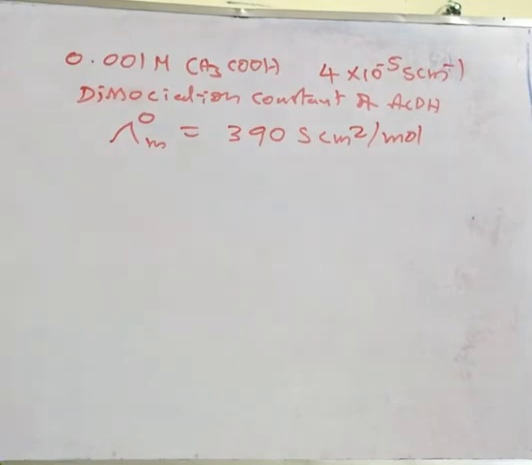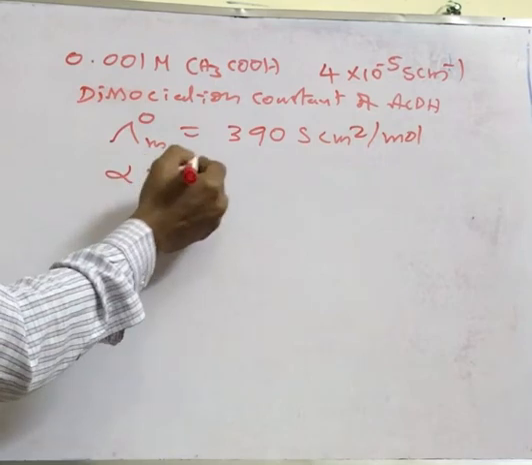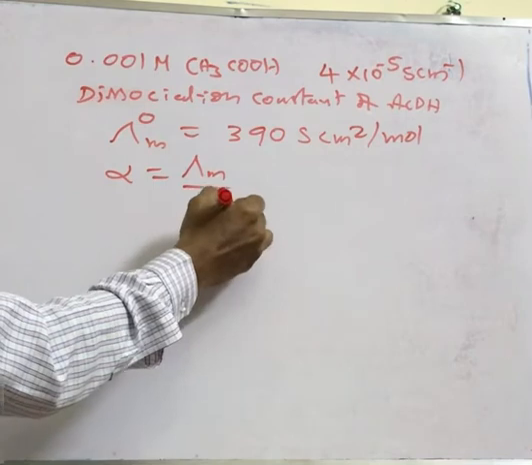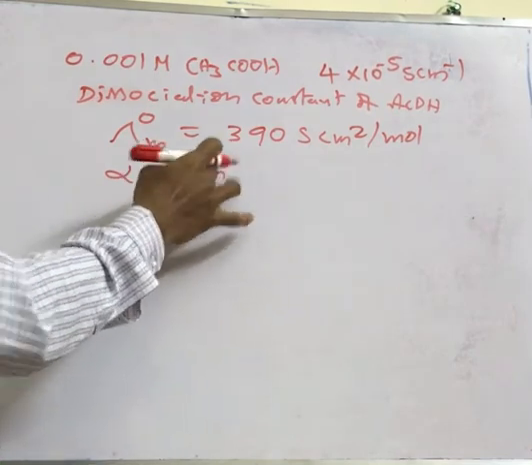Now they asked you to find the dissociation constant. For an acid, it is the acid dissociation constant, which we can write as Ka. So they asked to find Ka. In order to find that, first we need to get the degree of dissociation, alpha. If you want to get alpha, you require lambda m by lambda m0. Lambda m0 was given, now you need to get lambda m.